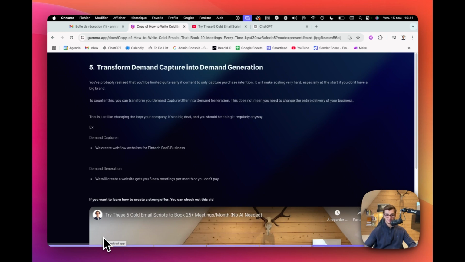If we take an example of a transformation, a demand capture business would be: we create Webflow websites for fintech SaaS businesses. So if a fintech SaaS business wants to change its website, this is the perfect agency, but for everyone else it does not apply. Whereas demand generation would be: we will create a website that gets you 5 new meetings per month, or you don't pay. Now, most people probably don't need a new website, but they need 5 meetings per month. So then your service or your product becomes a no-brainer for them. So you want your offer to apply to as many people as possible, of course inside your niche, so you can sell as much as possible, which is pretty important.